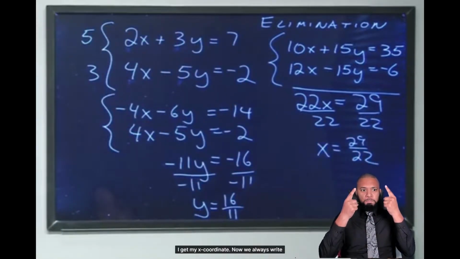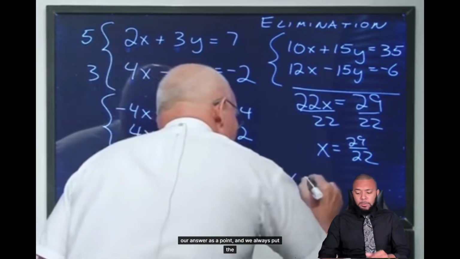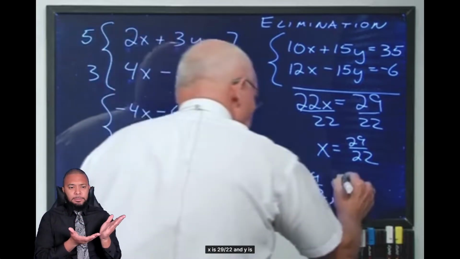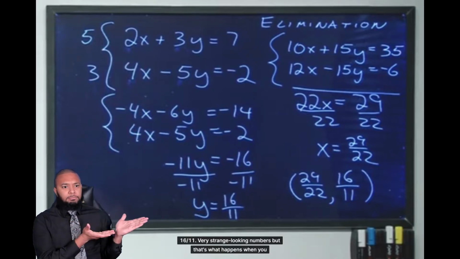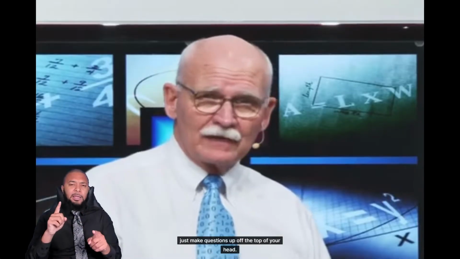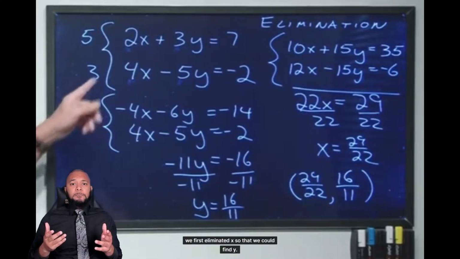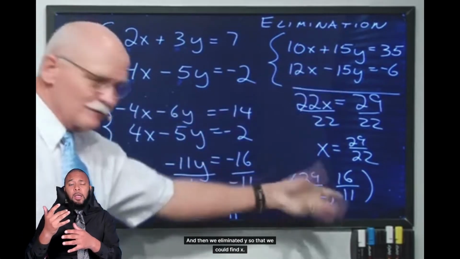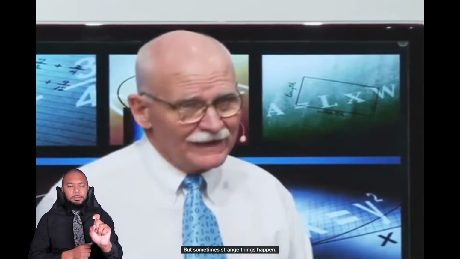I get my x-coordinate. Now we always write our answer as a point, and we always put the x-coordinate first, so our solution would look like this. X is 29/22, and y is 16/11. Very strange looking numbers, but that's what happens when you just make questions up off the top of your head. Now, to review, what we did was we first eliminated x so that we could find y, and then we eliminated y so that we could find x. But sometimes strange things happen.